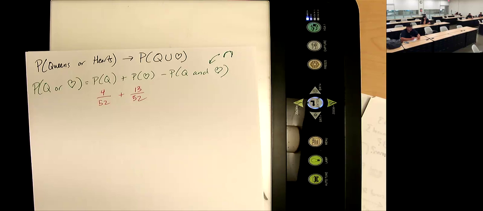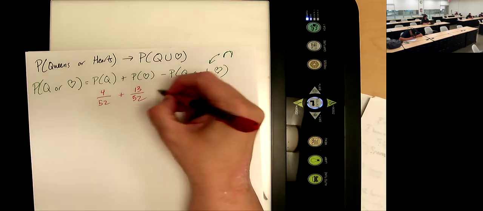The easiest way to remember: think of ace as 1. So 1 through 10, that's 10. Jack, queen, king is 3 more. Your face cards add 3. How many queens and hearts are there? No. A single card that has both queen and heart on it. Just the one, just the single queen of hearts.